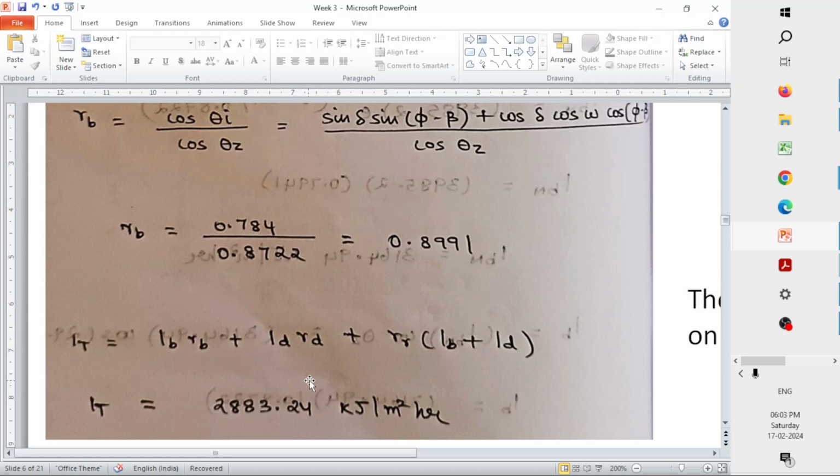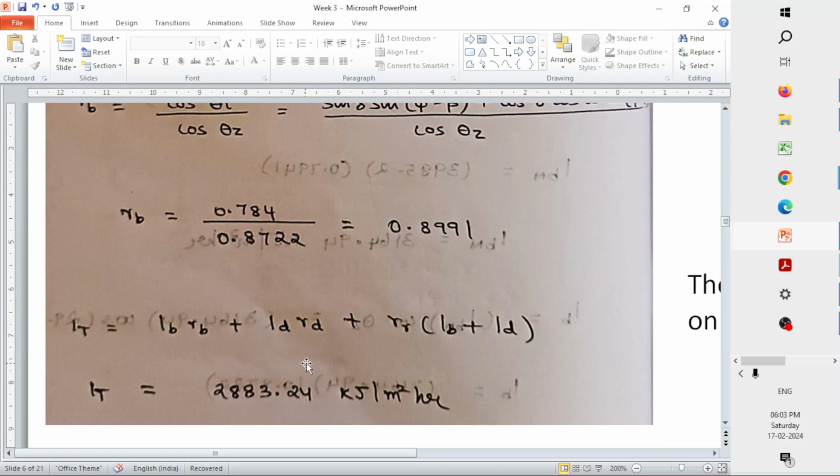We have already discussed in week 1 the daily, hourly average and monthly average. You take the instantaneous value at every hour and take the average of it, and for the monthly you take it for every particular day and then take the average. So those are different. This is the instantaneous value alone, and our primary focus here is on calculating the instantaneous value. So your value of IT is 2883.24 kilojoule per meter square hour. So the first part of the question is done.